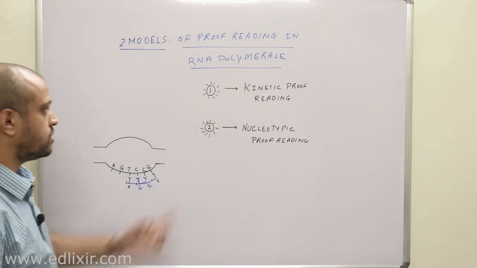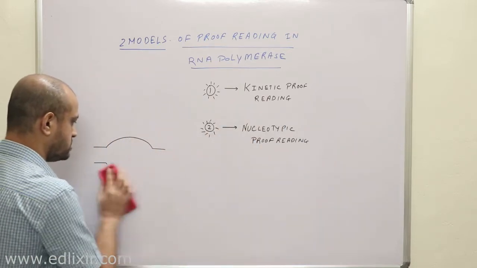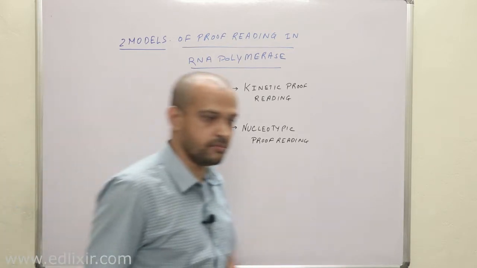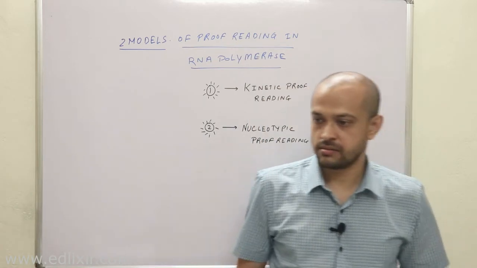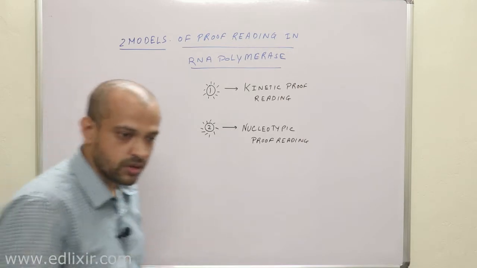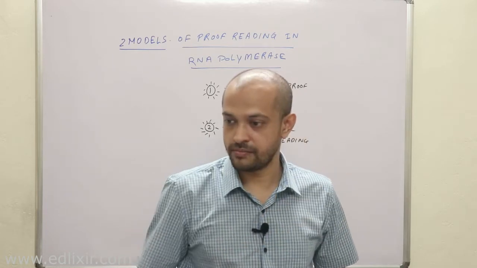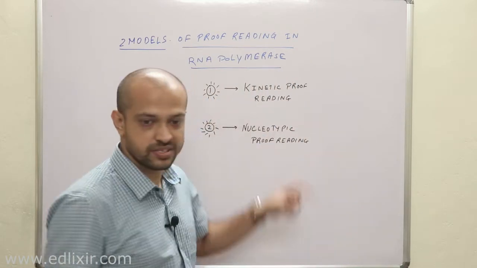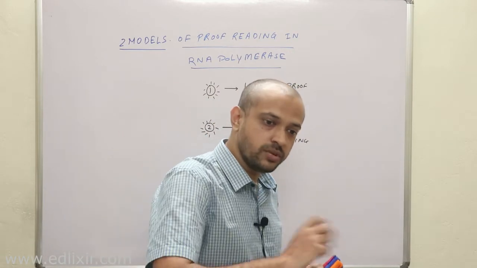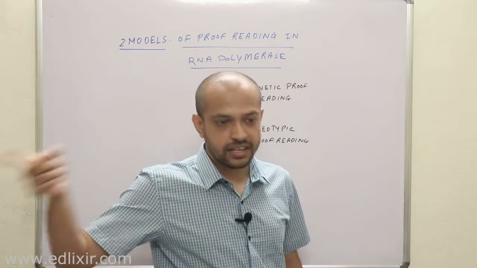Now, a very important point. What is nucleotypic proofreading? There is no basic difference between nucleotypic proofreading and kinetic proofreading. But the most important difference is that in kinetic proofreading, the mistake is realized by RNA polymerase at that moment only. But in nucleotypic proofreading, RNA polymerase has made that mistake and is continuously adding correct RNTPs to other DNA template positions. But suddenly it realizes that there is a mistake.